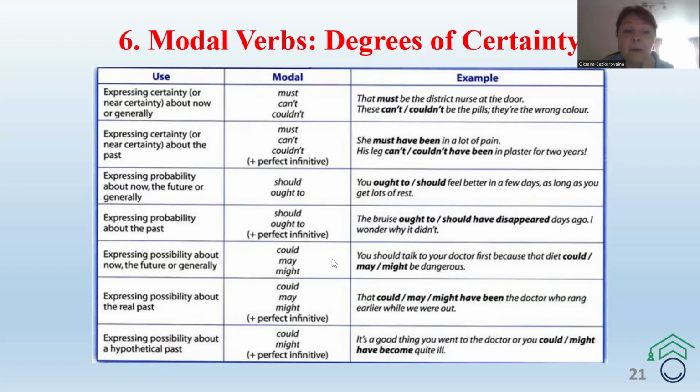Expressing possibility about hypothetical past. Again, we use could and might, but not may. Could, might, plus perfect infinitive. It's a good thing you went to the doctor, or you could have become quite ill, or you might have become quite ill.